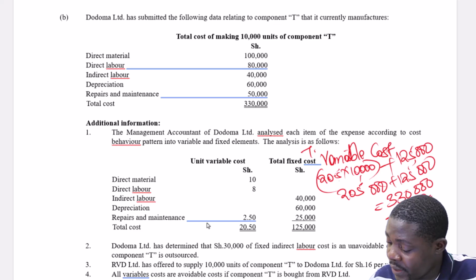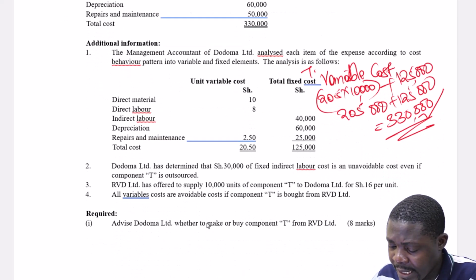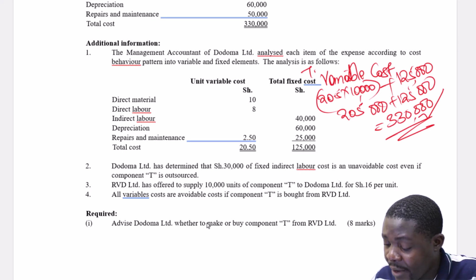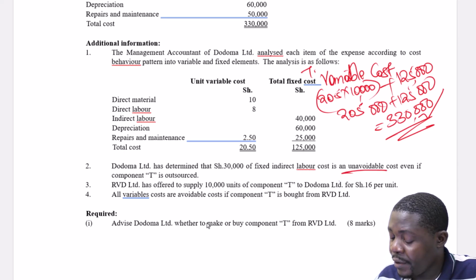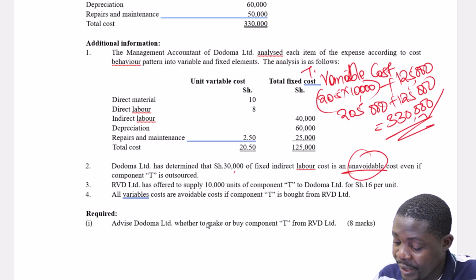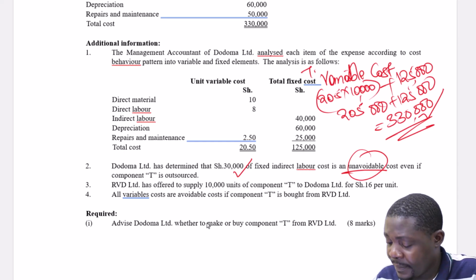the cost of 330,000. Dodoma has determined that 30,000 of fixed indirect labor cost is unavoidable, even if component T is outsourced. Even if we are going to outsource this particular material from elsewhere, we have to incur the 30,000. That's the fixed cost.